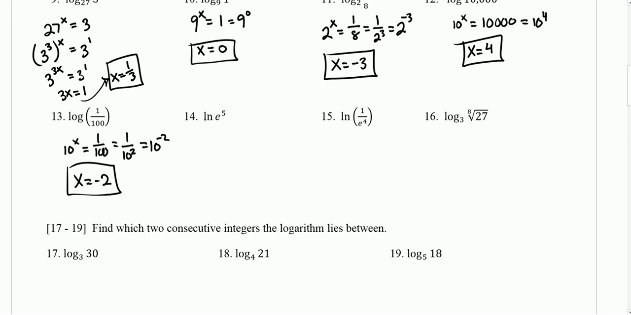14, we have a natural log. When you have the ln, it means log base e. So it's asking e to what power is e to the fifth power? Well, our exponent here is 5.